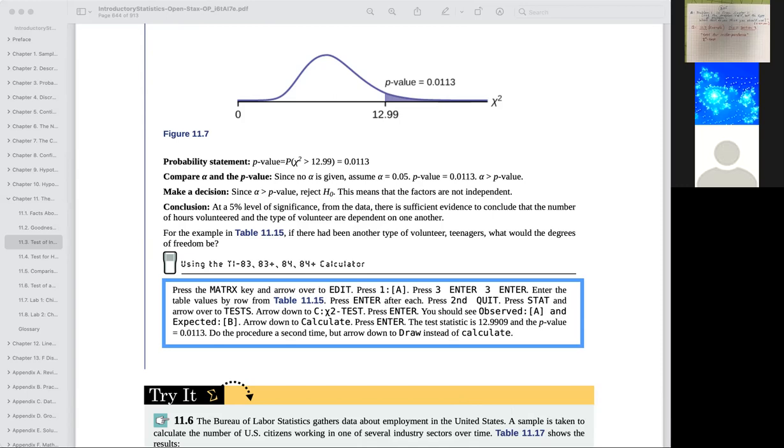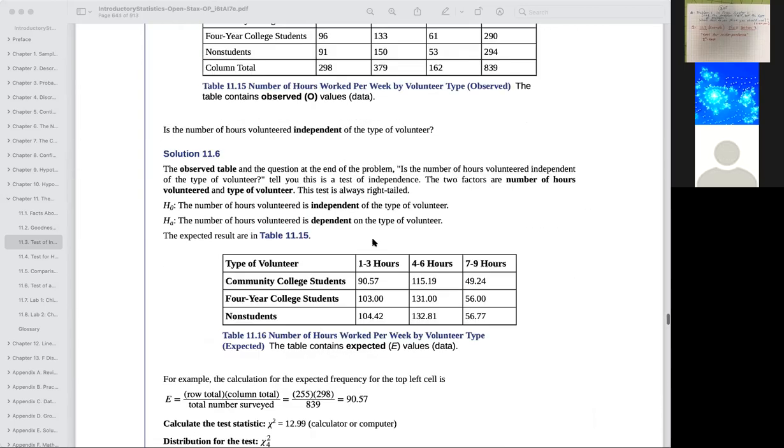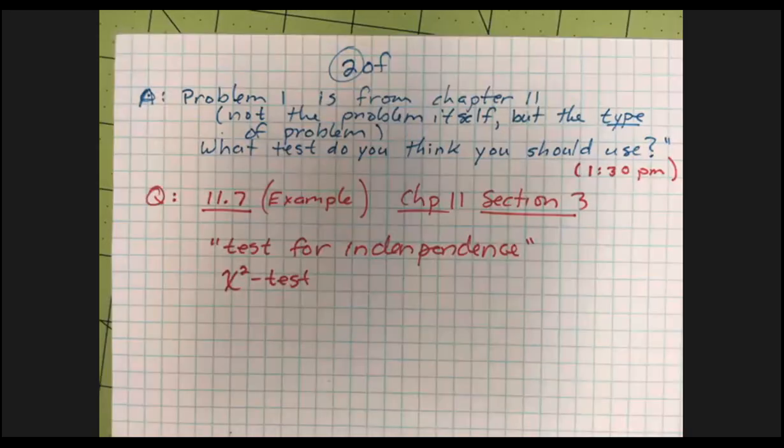Okay, I'm going to clear that drawing. I'm going to get rid of the annotating. So the number of hours you volunteer depends on what kind of student you are in this survey. Maybe in another survey, it doesn't matter. I'm going to close the screen.